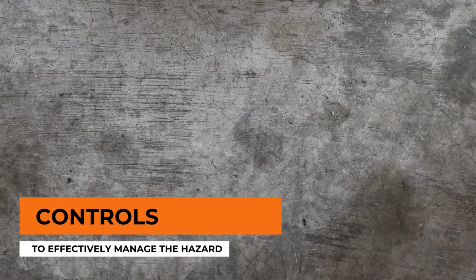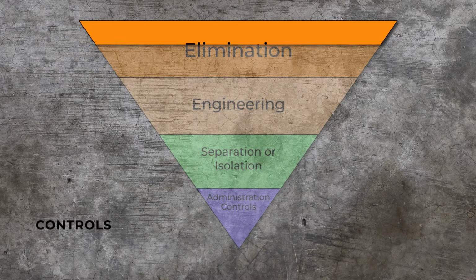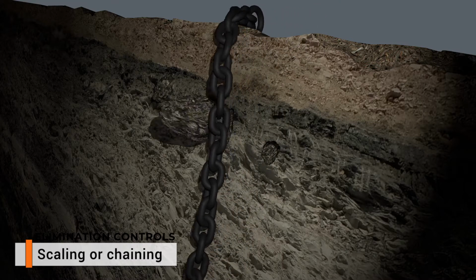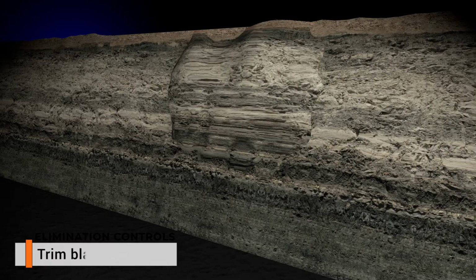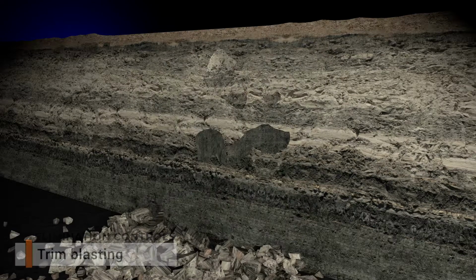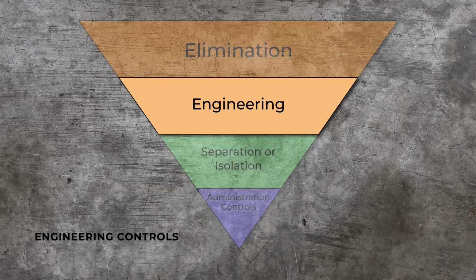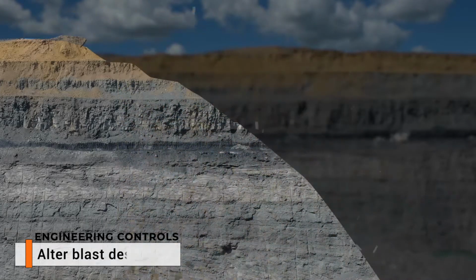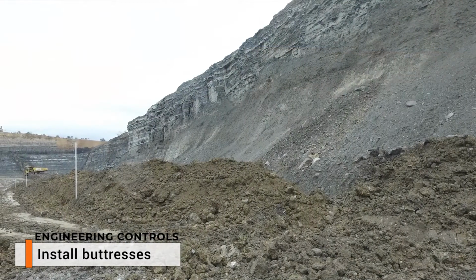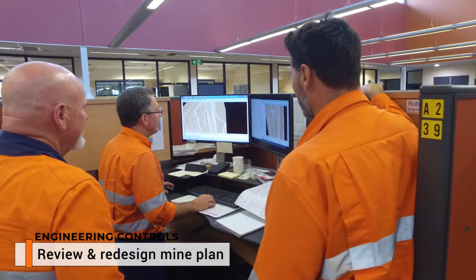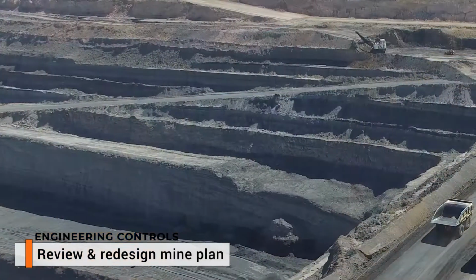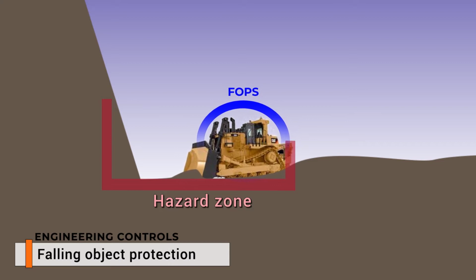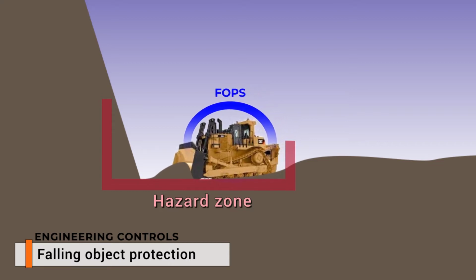Typical controls to manage geotechnical hazards using the hierarchy system include elimination controls, scaling or chaining of slope faces and crests to remove loose rocks, trim blasting to remove unstable ground, redesign or engineering controls, altering the blast design, such as changing from a hard wall to a soft wall. Installing temporary buttresses. Reviewing and redesigning the mine plan, such as incorporating additional benches into both excavated and dumped slopes. Only allowing equipment with falling object protection installed to work within the hazard zone.